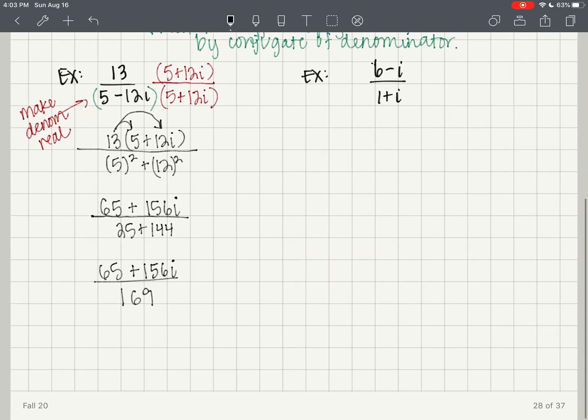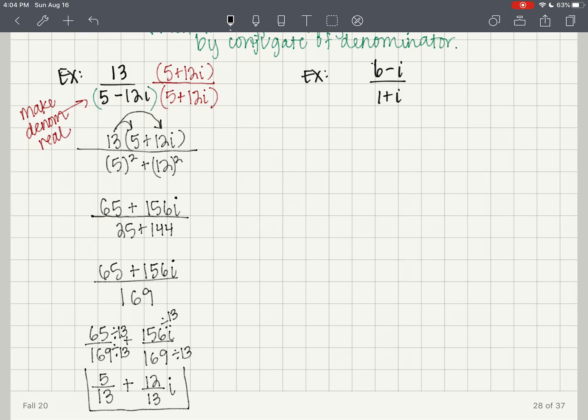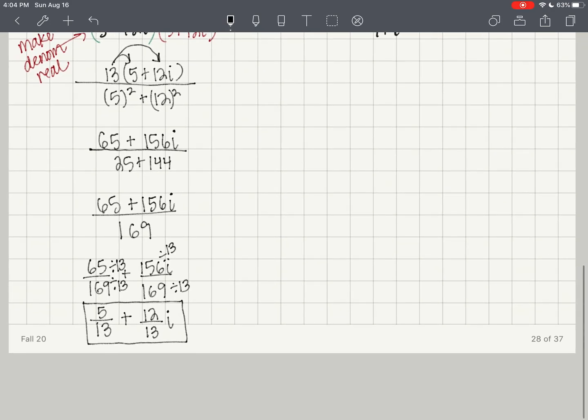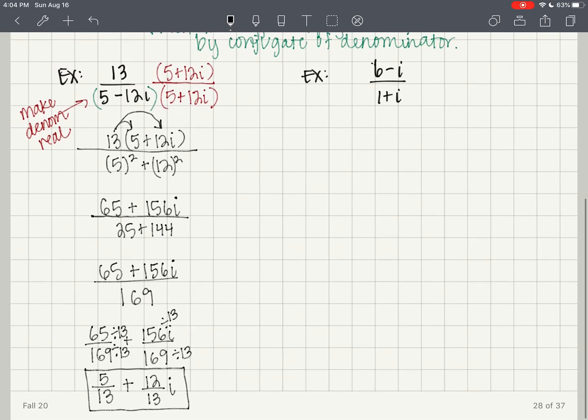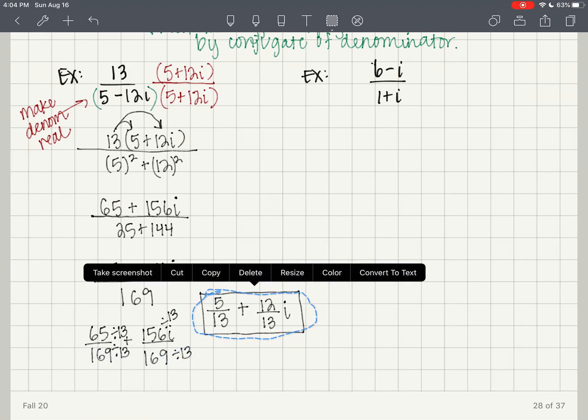13 does go into all of those numbers, so I've got 65 over 169 plus 156i over 169. We're going to divide by 13, which gives us 5 over 13 plus, divide by 13, 12 over 13 i. Hopefully you got that. 5 over 13 plus 12 over 13 i. I'm going to move it right there so that you can see it.